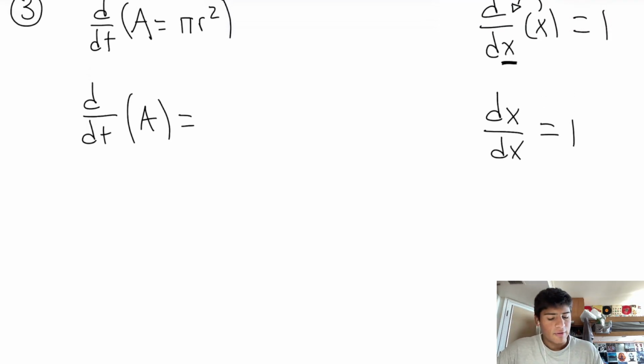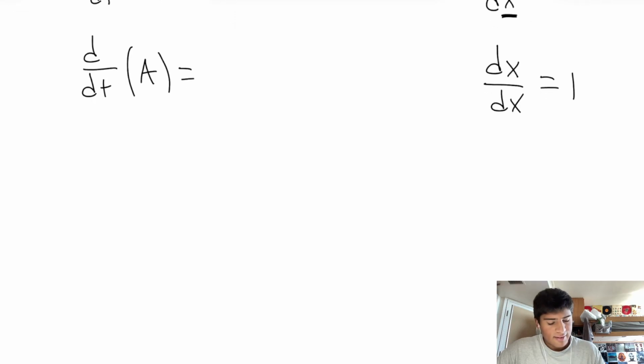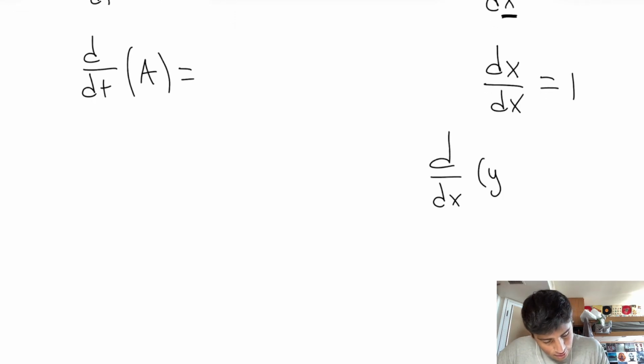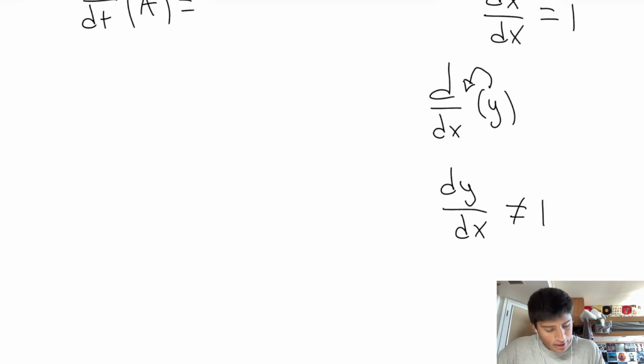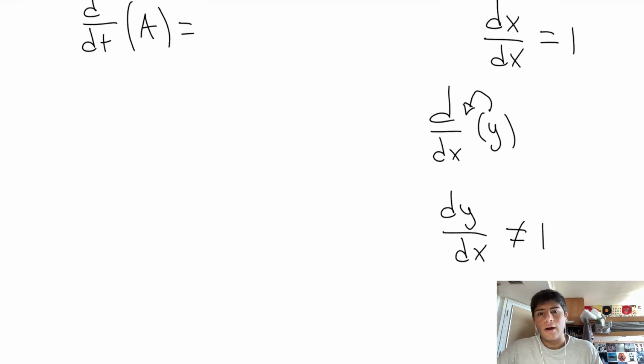So dx over dx equals 1. Now let's say alternatively, we're doing d over dx in terms of y. We know that this is not 1. And why is that? Because we can put the y up there, dy over dx. These do not cancel out, and they do not equal 1. So we just leave this as dy over dx.